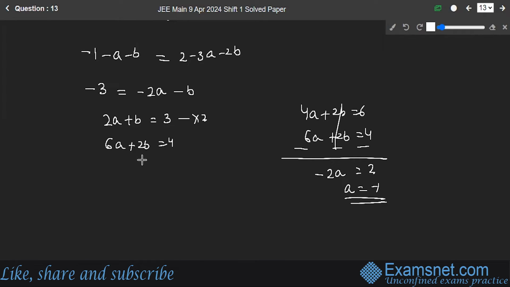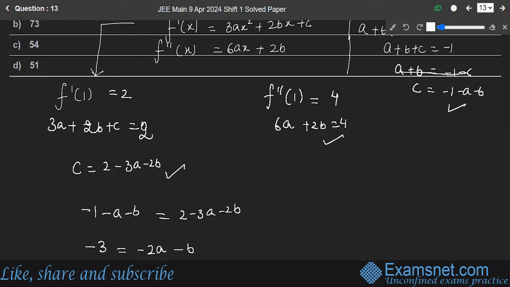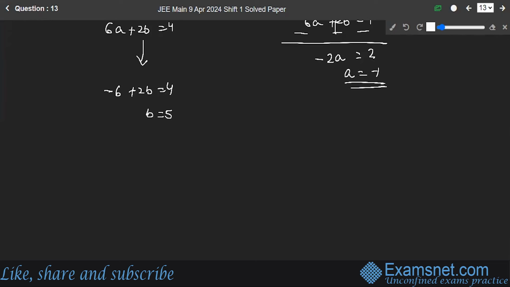Now let's solve for B. If A is equal to -1, you will have B as 5. And what was C equal to? C was equal to -1 minus A minus B. C was -1 minus A minus B, -1 plus 1 minus B. So C is also -5.